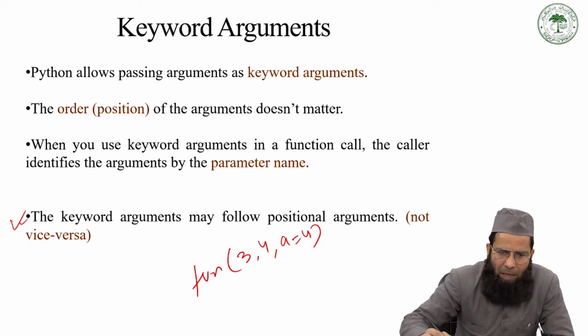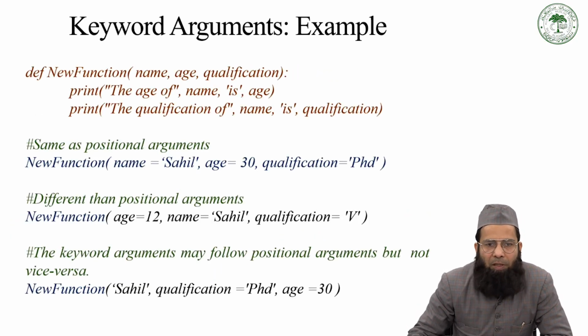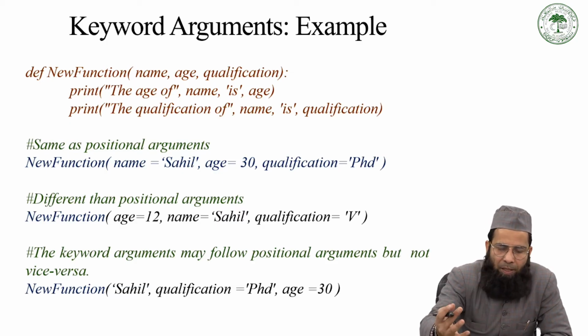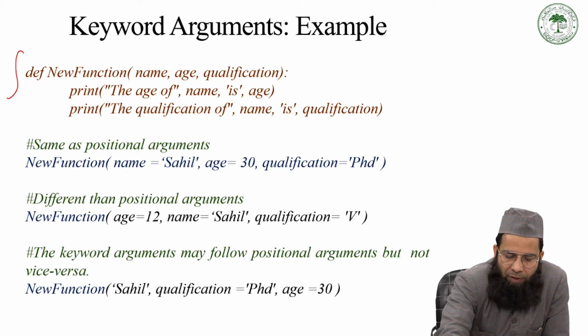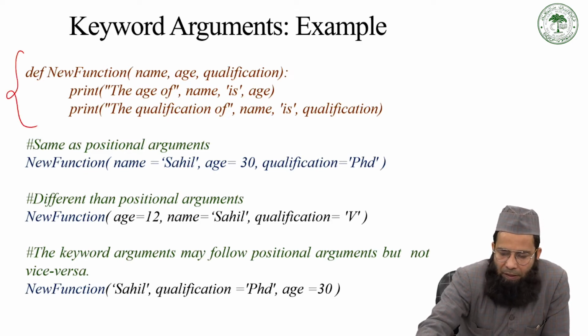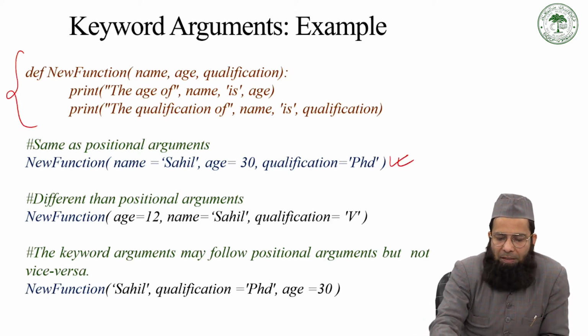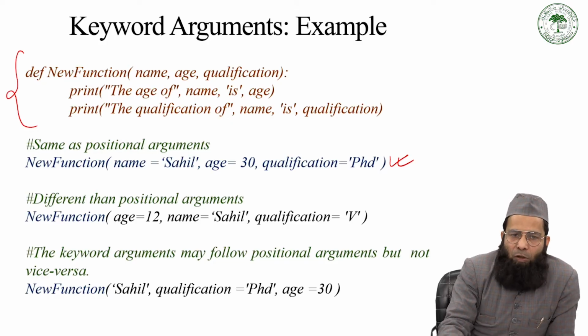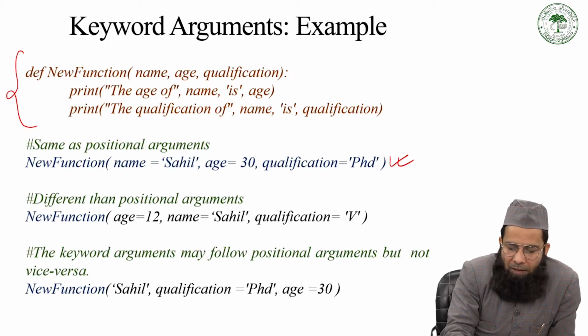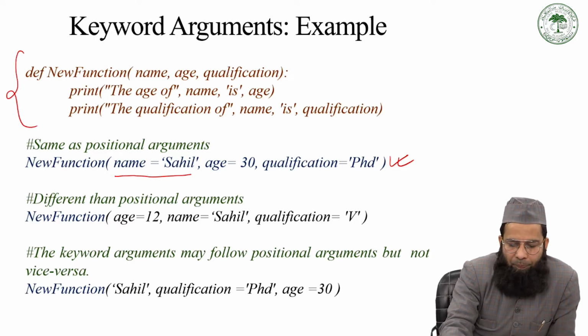Let me discuss one example first, then I will come to this scenario. First, we need to discuss how we are passing the argument. This is the function definition, and in this way I am passing the argument. This is the keyword arguments. You are passing the value using the keyword. Name is the parameter name, right?